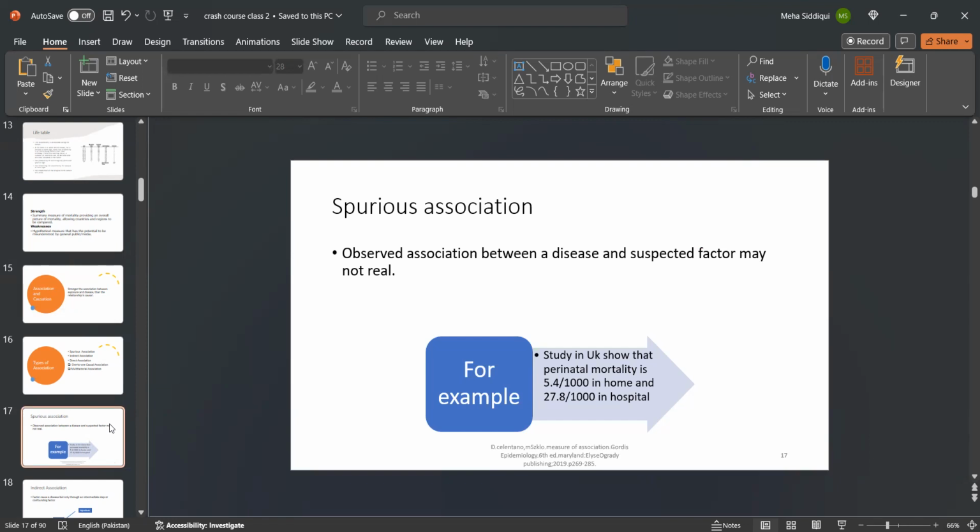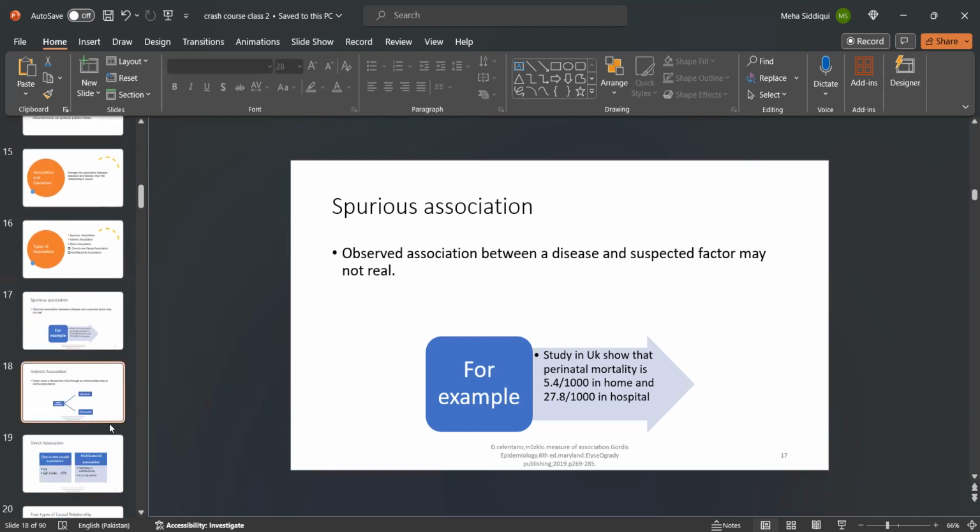For example, a study in the UK showed that perinatal mortality is 5.4 per 1,000 at home and 27.8 per 1,000 in hospital. So it is somehow linked that perinatal mortality is higher in hospitals. This association may not be real, so it is a spurious association.